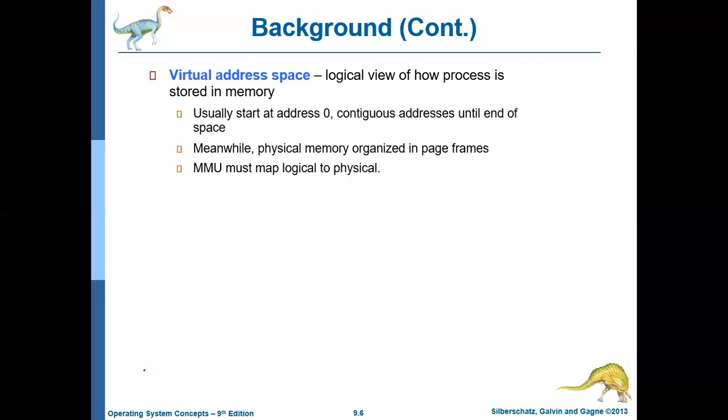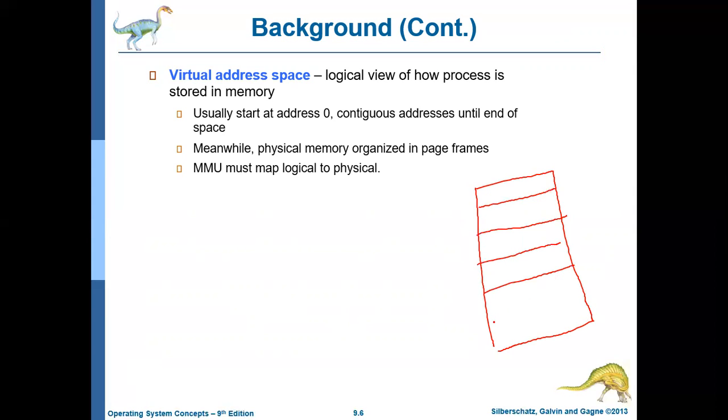What is virtual address space? Virtual address space is something like a programmer's view of the memory. The programmer views the memory as a contiguous location, starting from location 0, 1, 2, 3, like that.